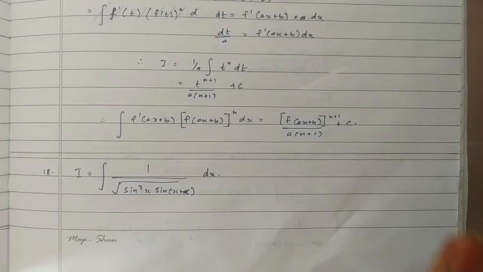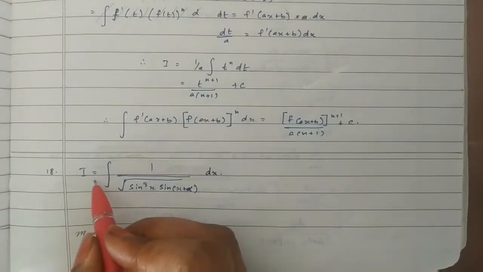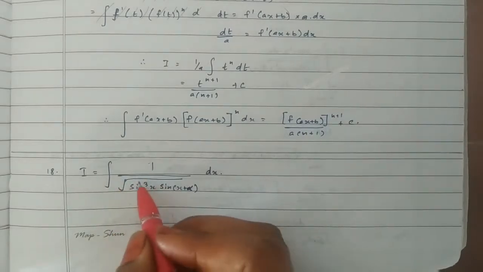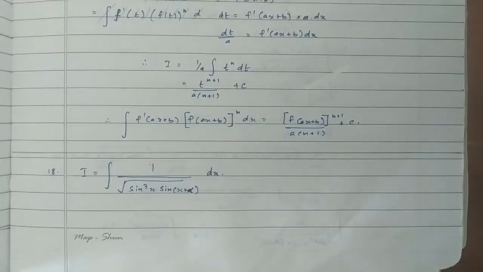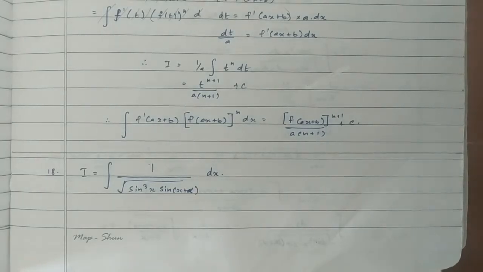The next question, 18th one. This is also an important board question. I equal to integral of 1 by root of (sin cube x sin (x plus alpha)) into dx. Now to take sin cube outside of the root, we need one more sin.